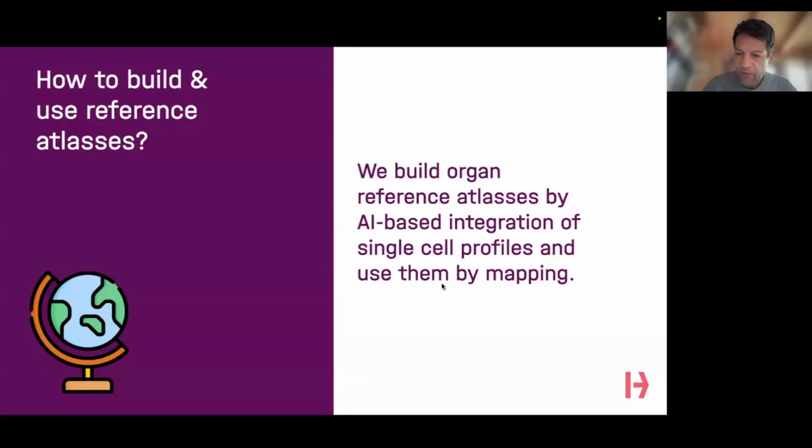So just to summarize that first part, we built these organ reference atlases by using, I mean, they call it AI-based, but this variational autoencoder early on, later transformer-based integration, and then you use them for mapping. If there are any questions, happy to go into that. Otherwise, I just go to my next part.